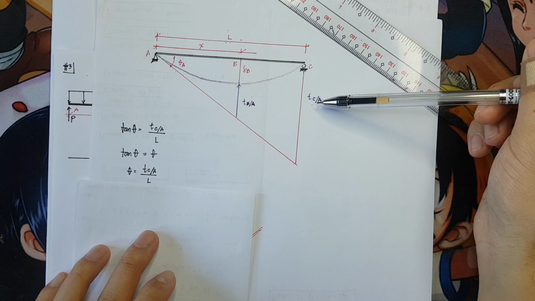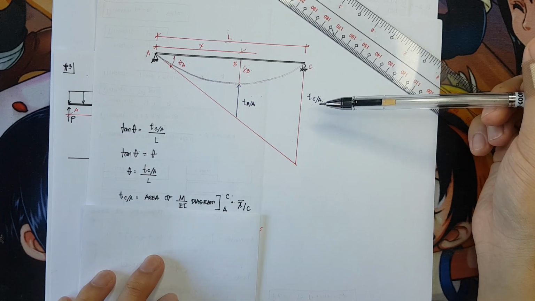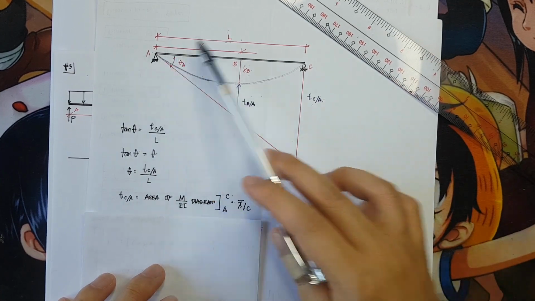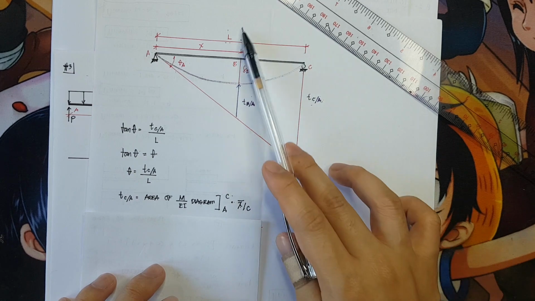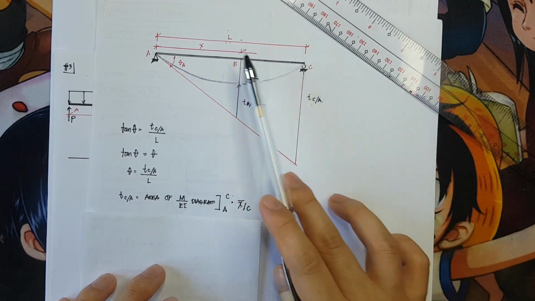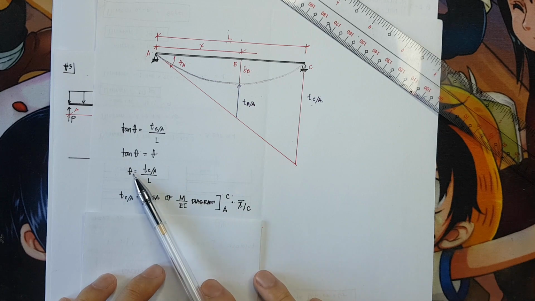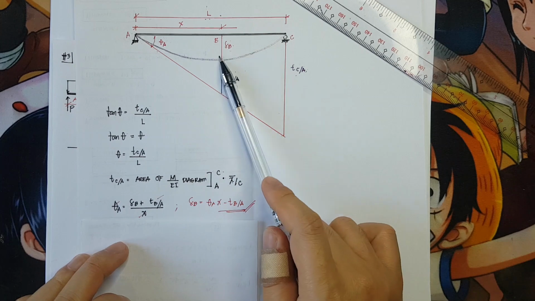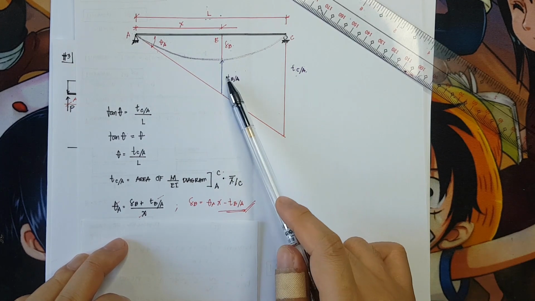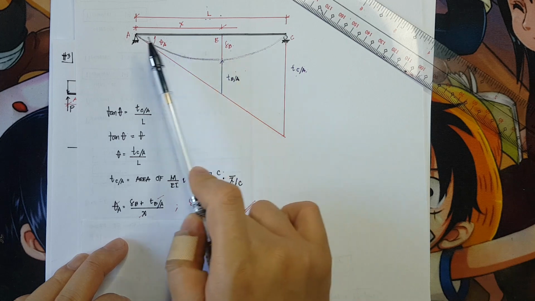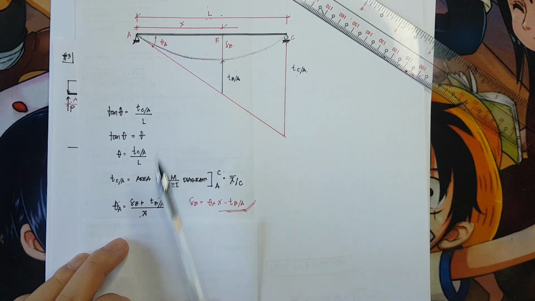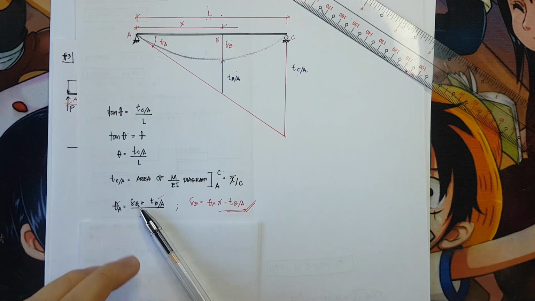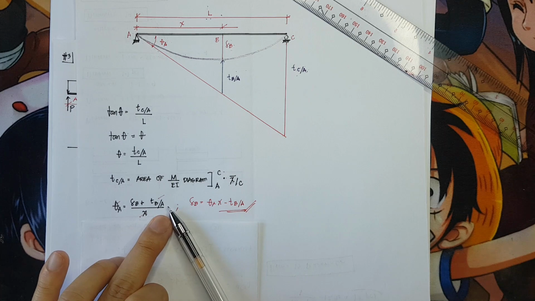TC/A can be computed via the area of the moment diagram evaluated from point A to point C times the lever arm relative to C. Substituting it there, we can now solve for our theta. So theta A is equivalent to the deformation at B plus the tangential deviation of B relative to A divided by X. So we have theta, we have X, and we have the unknown deformation at B and the tangential deviation B over A.